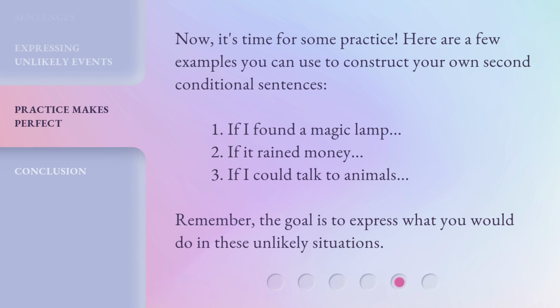Now, it's time for some practice. Here are a few examples you can use to construct your own second conditional sentences. 1. If I found a magic lamp. 2. If it rained money. 3. If I could talk to animals. Remember, the goal is to express what you would do in these unlikely situations.